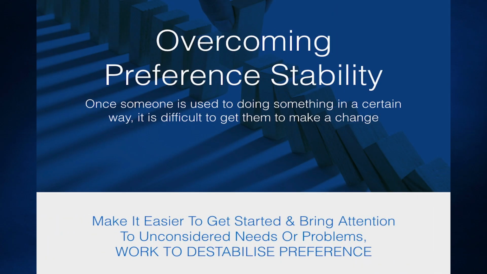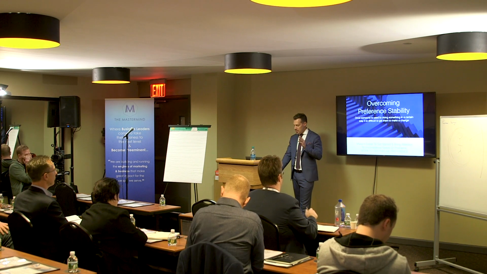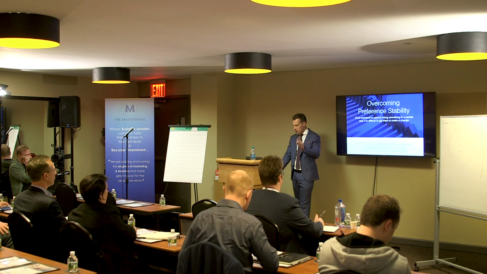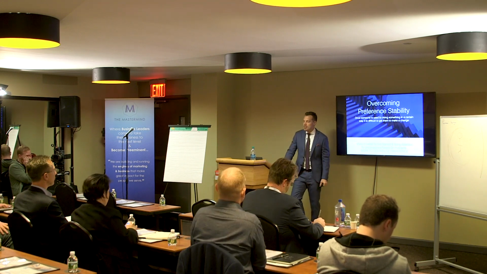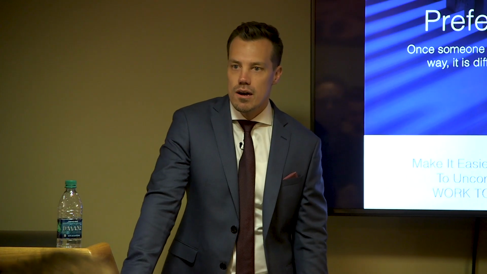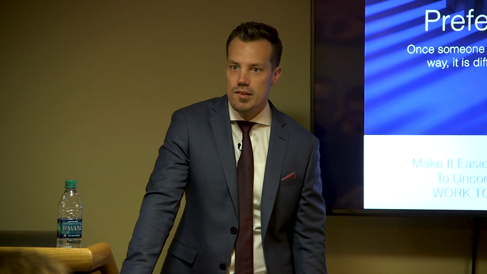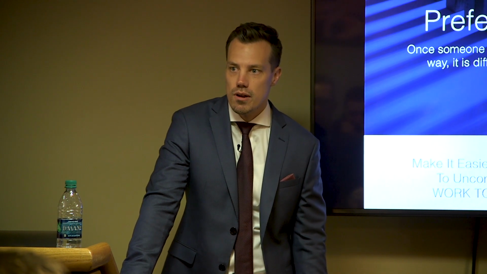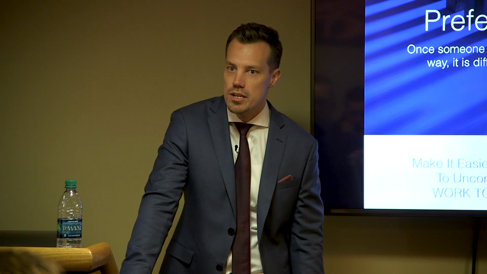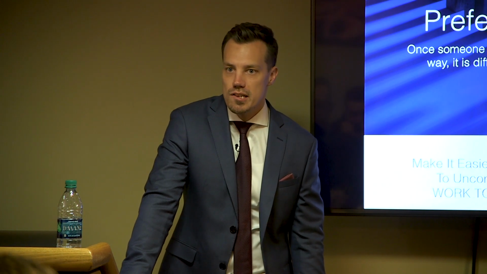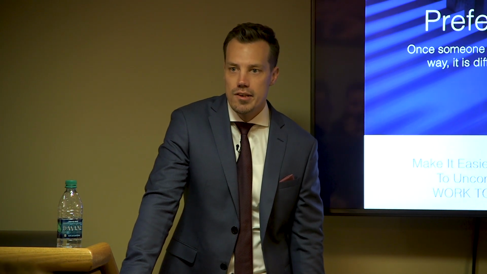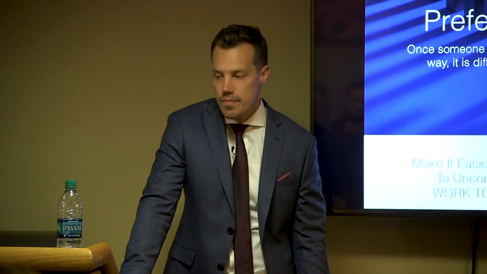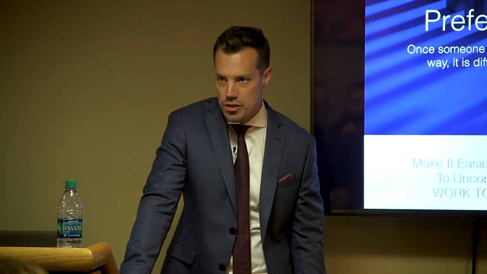Overcoming preference stability. Make it easier to get started and bring attention to unconsidered needs or problems. Work to destabilize the preference. There are a few tactics here, so I'll go through one at a time. Make it easy to get started. Trials: guide them through making it easy for them to transition to the different product or way they're doing business or changing their supplier. So how could you make it easier for them to get started with you? That's a big one. You don't want to make it too complicated.